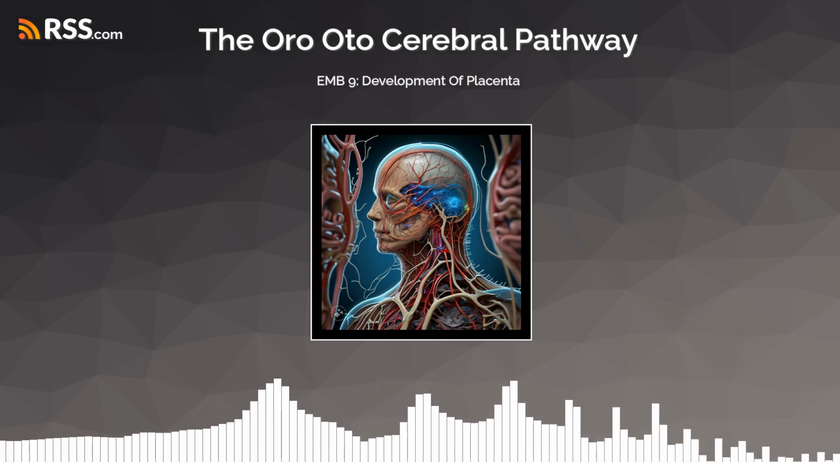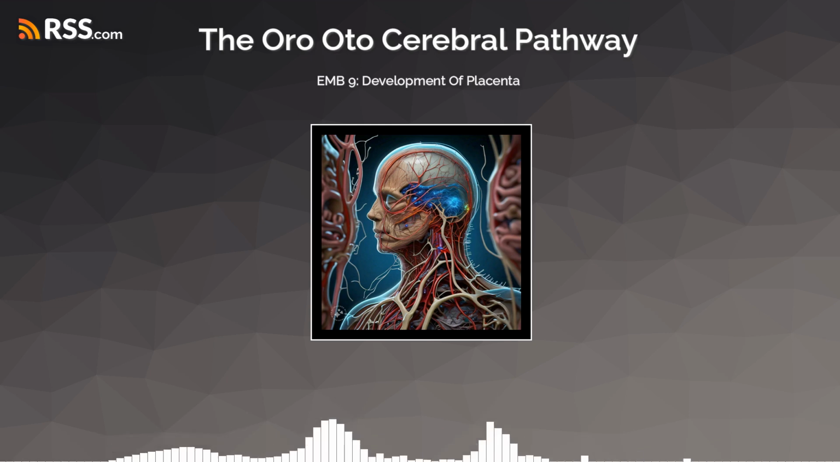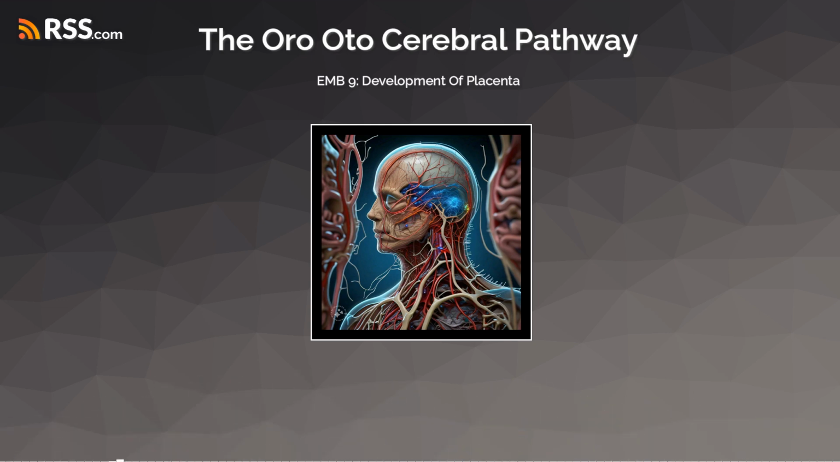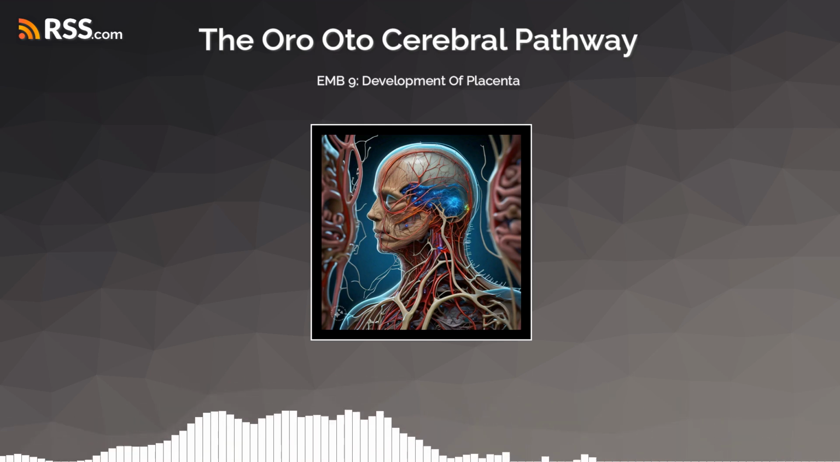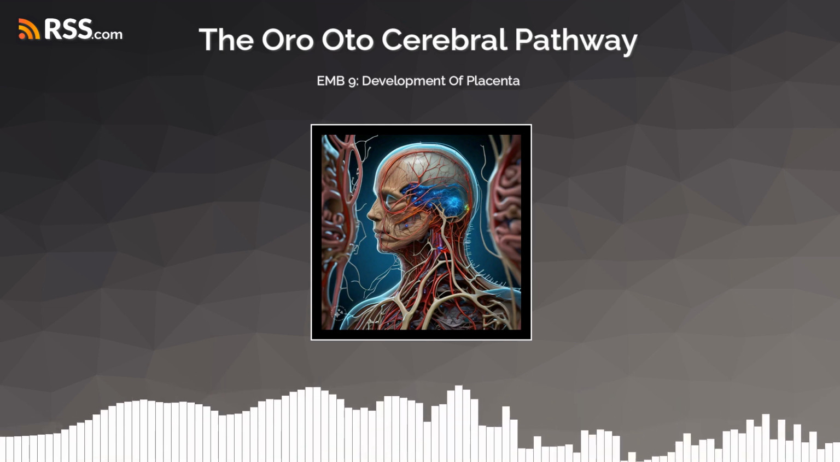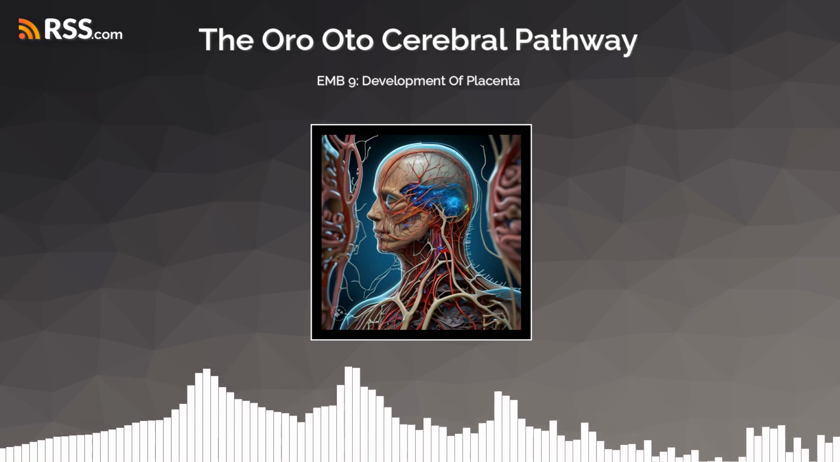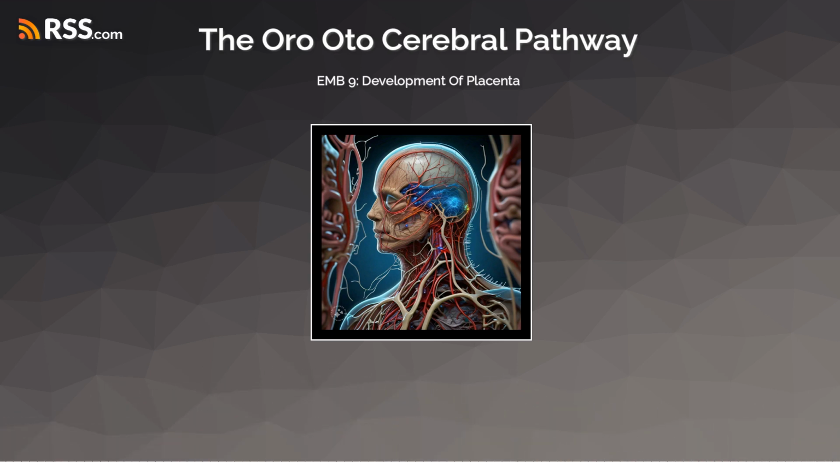The normal site of formation of placenta is in the upper uterine segment. But sometimes the placenta might form below the developing fetus, that is towards the lower uterine segment. In such cases, that condition is called placenta previa.